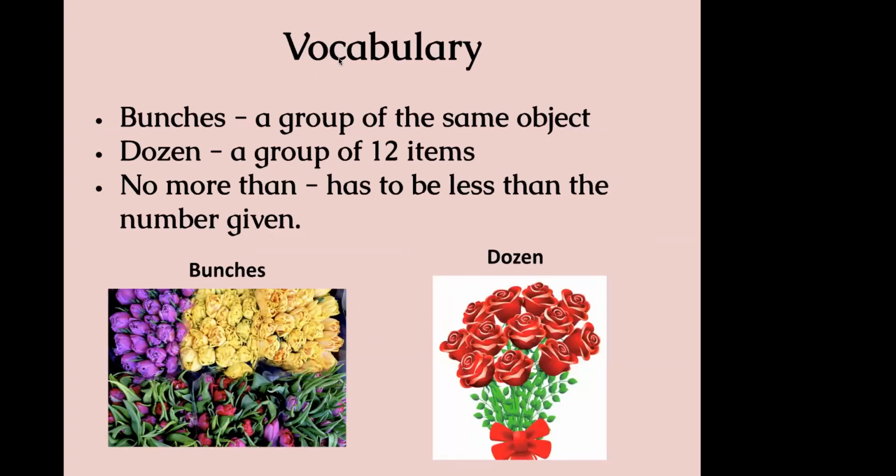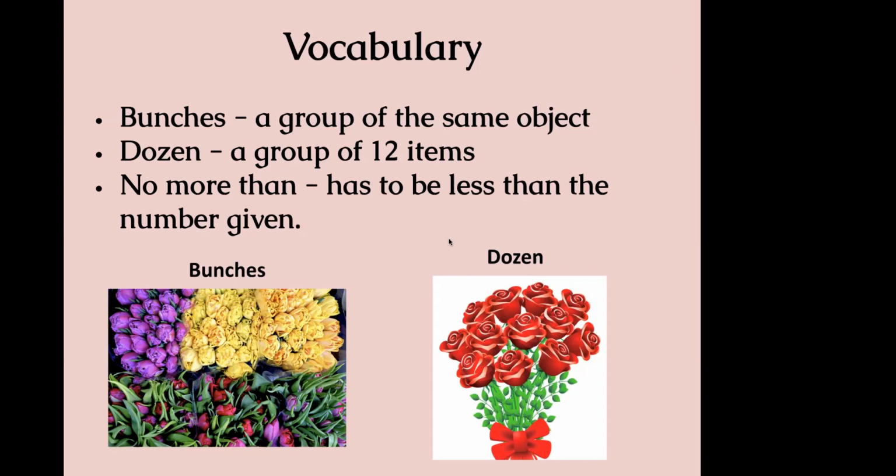So during our lesson, we would break those words down before beginning, making sure that they understand that bunches is a group of the same object. So then they'd see the image of a bunch of something, and for example, here it's flowers. So that gets them thinking of the florist task. Then for dozen, it's a group of 12 items. So then we showed them a group of 12 roses. And then no more than, it's something that has to be less than the number given.